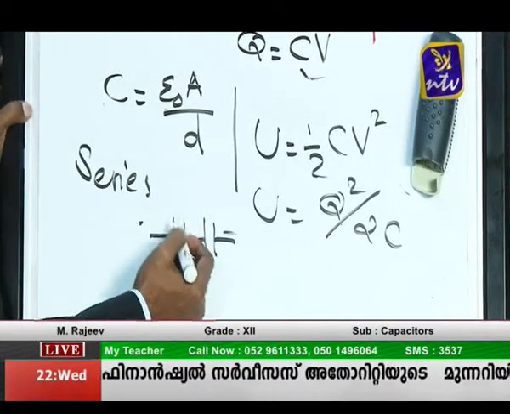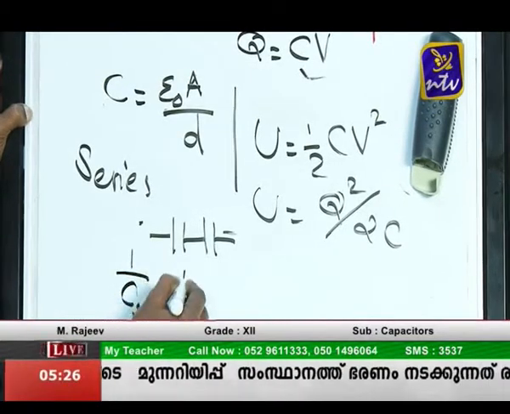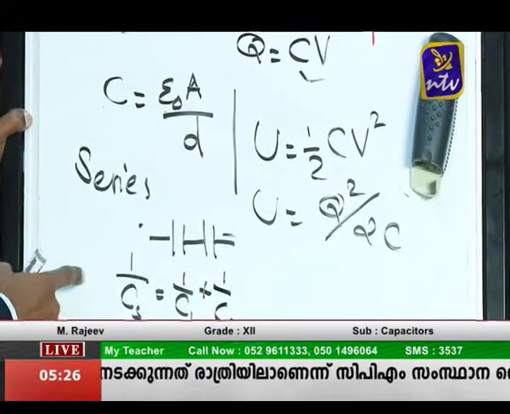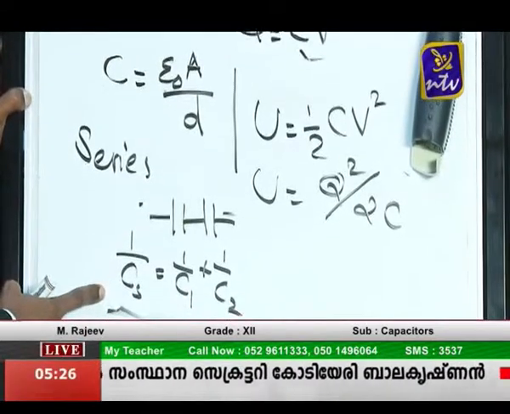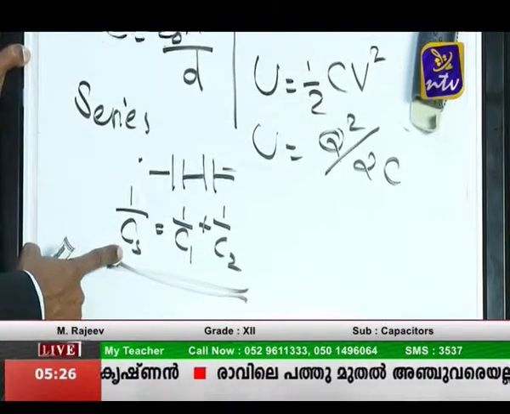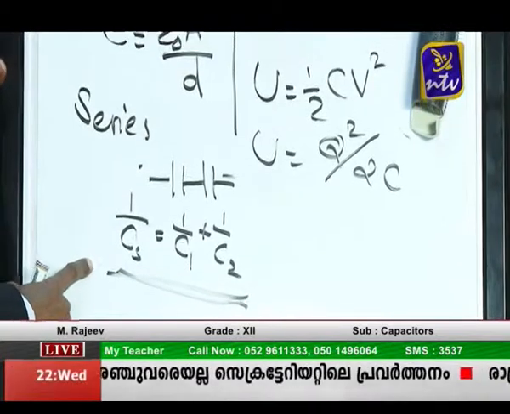When you connect the capacitors in series, the effective capacitance is given by the equation 1 by Cs is equal to 1 by C1 plus 1 by C2. This is the equation to be used to calculate the effective capacitance. Most of you make mistakes over here: you forget to take the reciprocal for finding the final answer.